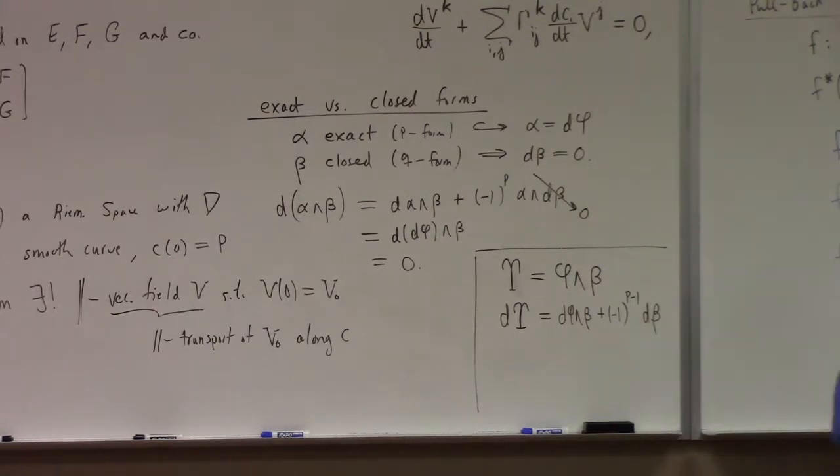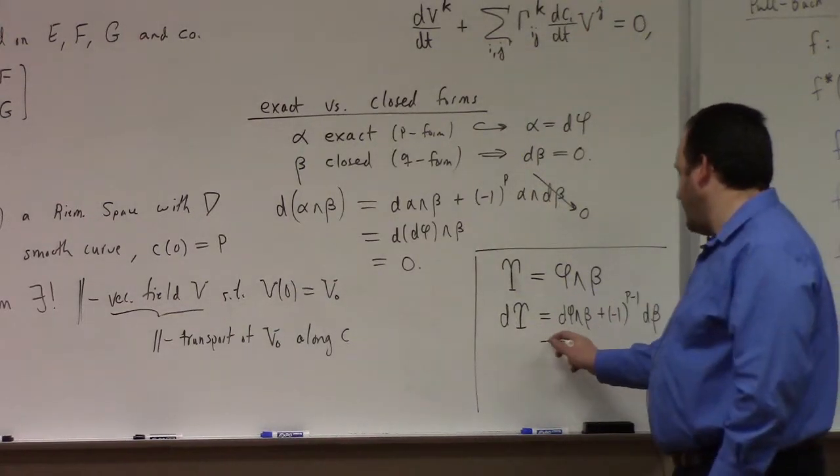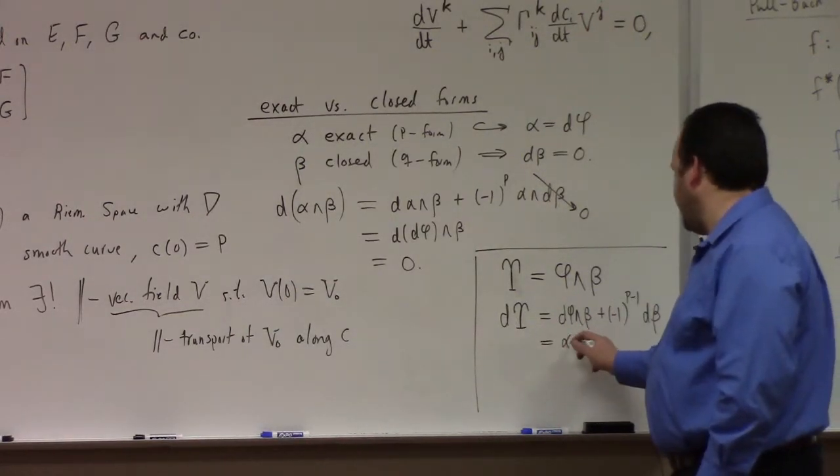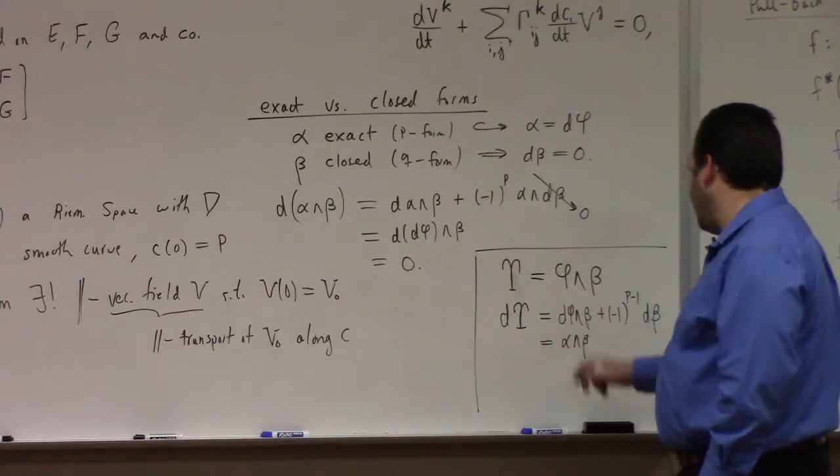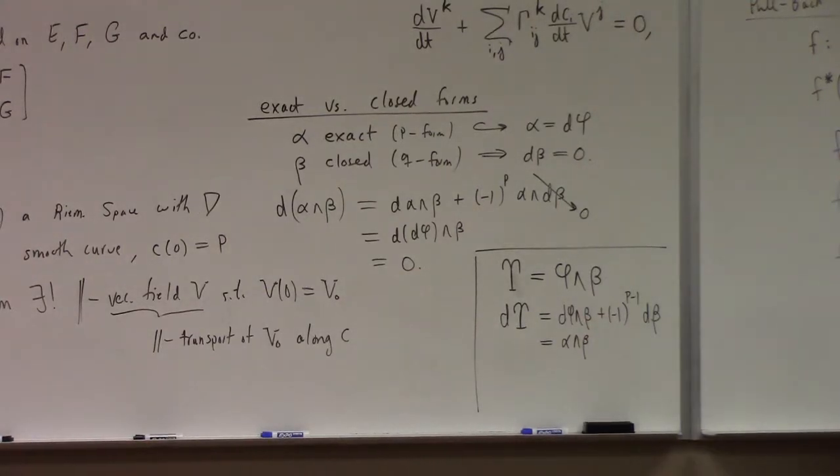See, but then this is d phi. What was that? It was alpha. So this is alpha wedge beta. Huh. That's whack. Where's my minus 1 factor? All my letters look the same to me today.